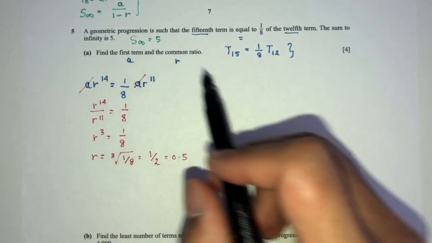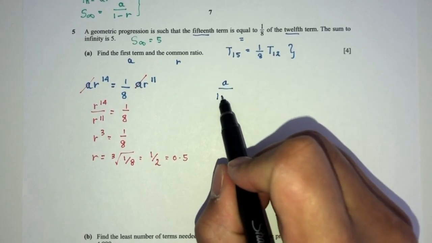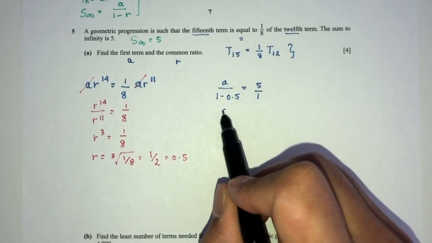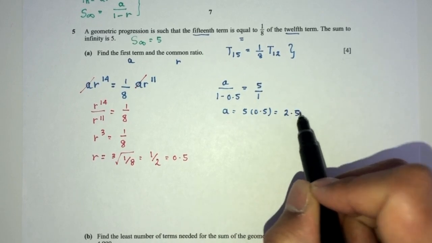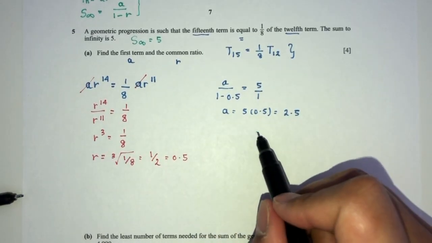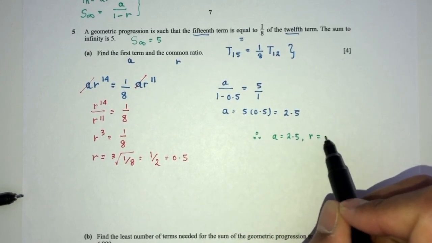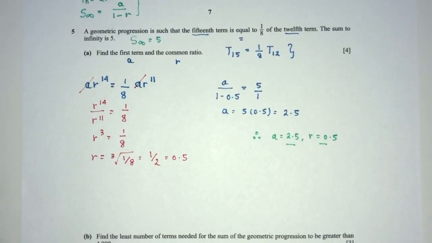Now using the sum to infinity, as we have seen, the formula here is a over 1 minus r, with r as 0.5, is going to be 5. Now we cross multiply. a will be 5 times 0.5, which is just 2.5. Hence, finally, a will be 2.5 and r will be 0.5 for the first term and the common ratio of this progression. So the point is we have to use the given information. From that, moving on, using our formulas to help us find the missing values.